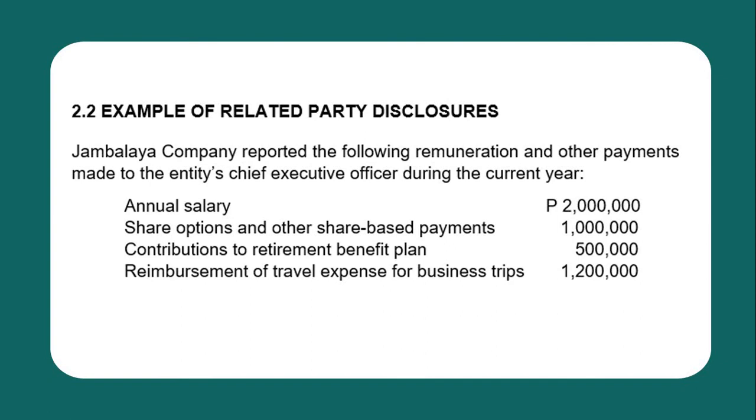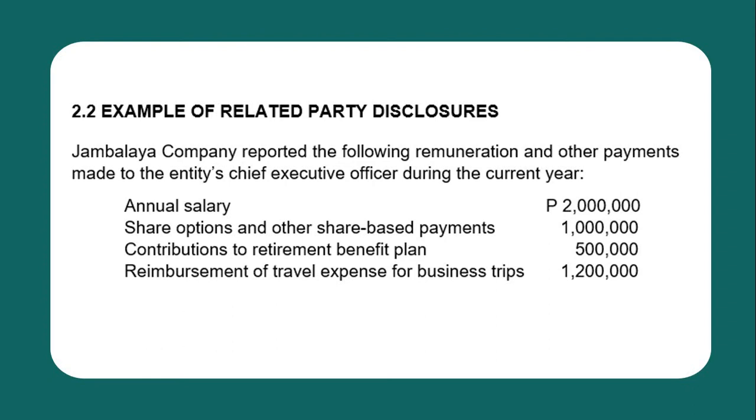So we have the annual salary of 2 million, share options and other share-based payments 1 million, contributions to retirement benefit plan 500,000, and reimbursement of travel expenses for business trips 1.2 million. So among the figures, what are the remunerations and benefits that needs to be disclosed in the notes to financial statements?